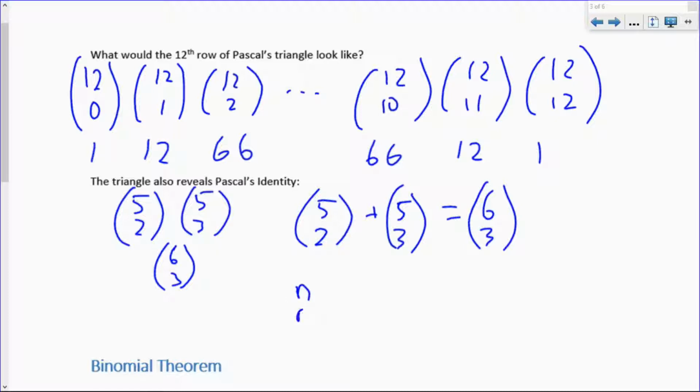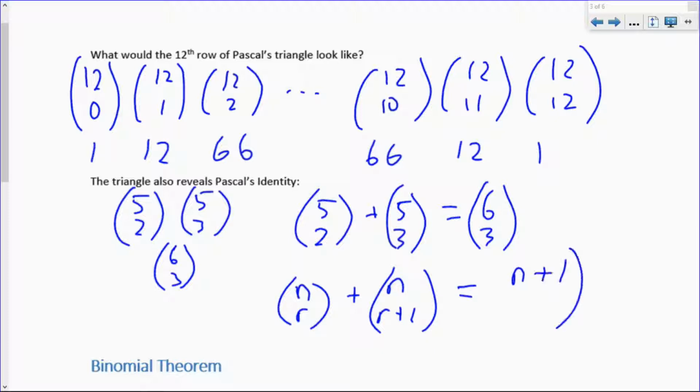N choose R plus N choose R plus 1. So here our N was 5, and our R was 2. So 5 choose 2 plus 5 choose 3 will be equal to N plus 1 choose R plus 1.